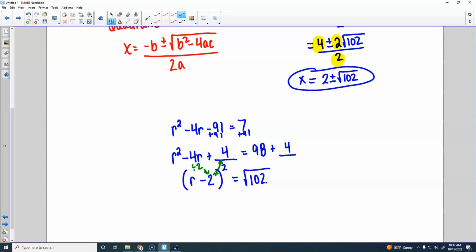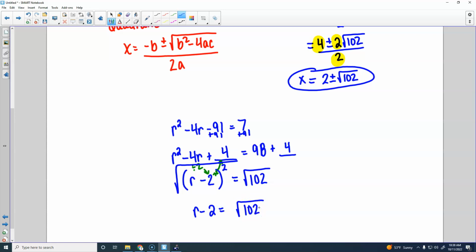And now I have an equation that I can solve pretty quickly. So how do I get rid of this square right here? Square root. Oh wait, I'm sorry, I've already drawn the square root in. I shouldn't have put that there. This is just a 102. And so I've got r minus 2 equals square root of 102.